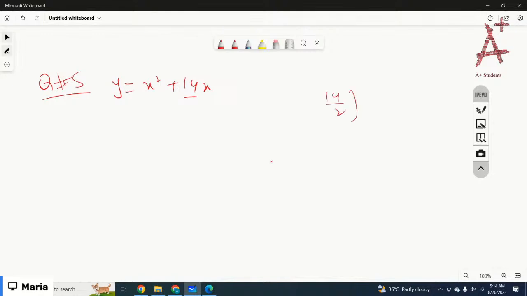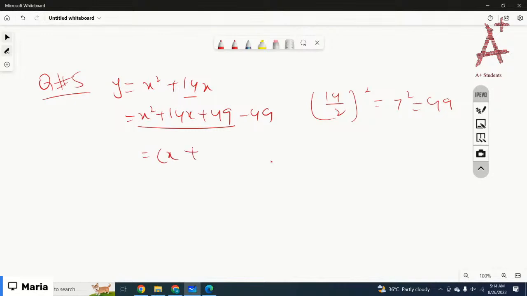You have to add 14 over 2 square. That would be 7 square, which equals 49. You have to add 49. It would be x square plus 14x plus 49 minus 49. This makes a whole square, x plus 7 whole square, and minus 49.